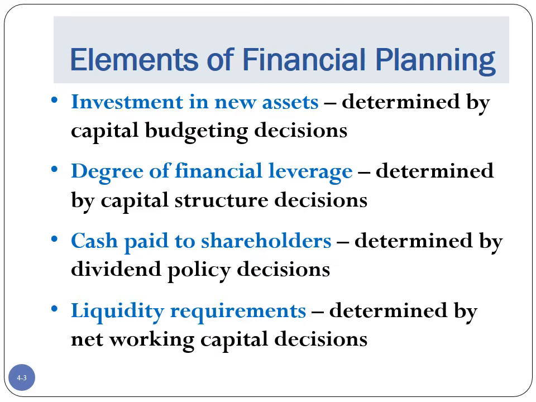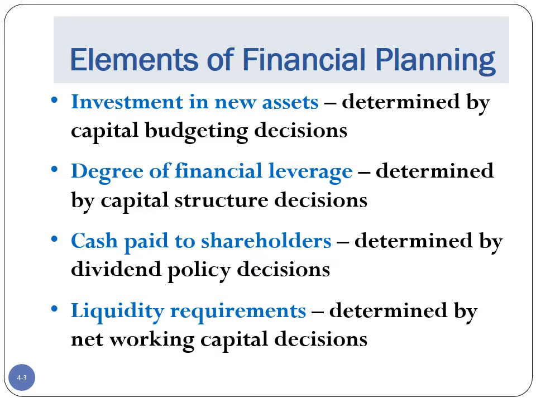The second is the degree of financial leverage. This is determined by the capital structure, the relative amounts of debt and equity within an organization. The third is how much cash are we going to pay to shareholders, and this is determined by the dividend policy decisions. And then the fourth is the liquidity requirements, and this is determined by net working capital. What do we have in terms of our short-term assets and our liquid assets that help us to run our business on a daily basis?